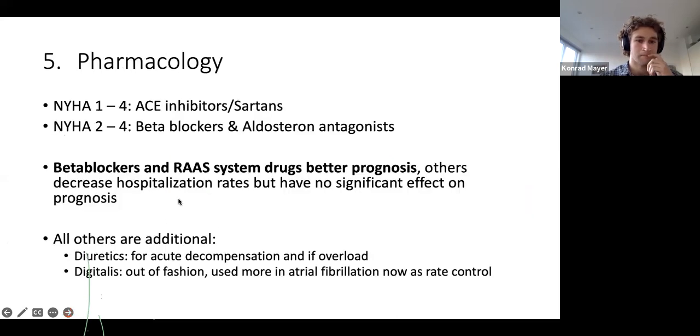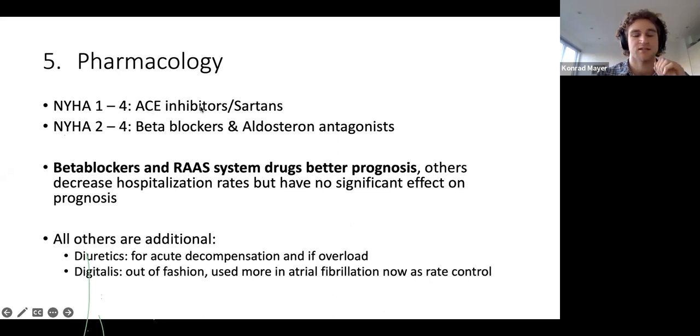So the pharmacology: every country probably has different guidelines, so I just kept it to the basics, and I tied it into the classifications. Remember, this stands for the symptomatic classifications. Class 1 is asymptomatic. In class 2, they can climb 2 flights of stairs. In class 3, only 1 flight of stairs. And in class 4, they already have trouble breathing at rest. They all get ACE inhibitors or sartans. So anybody who has heart failure, symptomatic stages 1, 2, 3, and 4, is on ACE inhibitors.